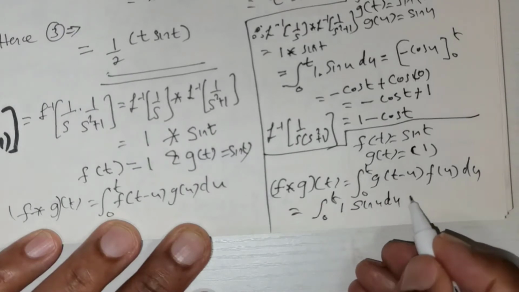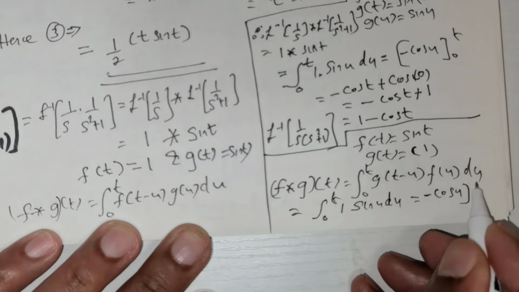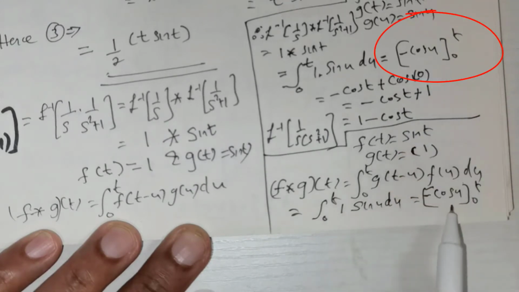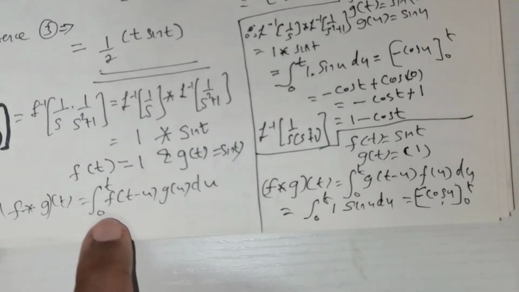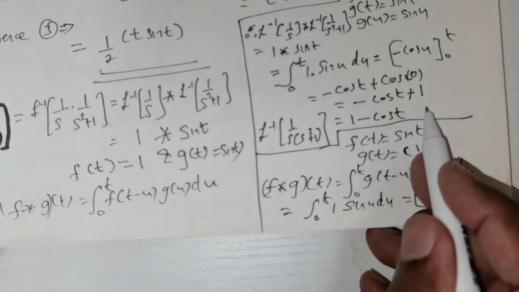So if you were to integrate, you are going to get negative cos u, and the limits are 0 to t. That's it. So the same value will be obtained. It doesn't matter. So that's the reason I used to say that convolution is commutative. So this is the end of solution, students.